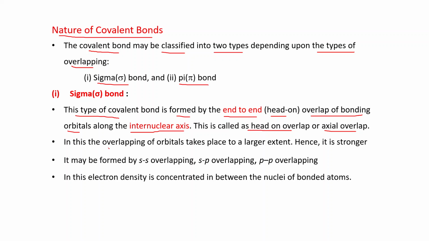In this, the overlapping of orbitals takes place to a larger extent, hence it is stronger. The greater the overlapping, the stronger the bond. It may be formed by s-s overlapping, s-p overlapping and p-p overlapping. In this, electron density is concentrated in between the nuclei of the bonded atoms.